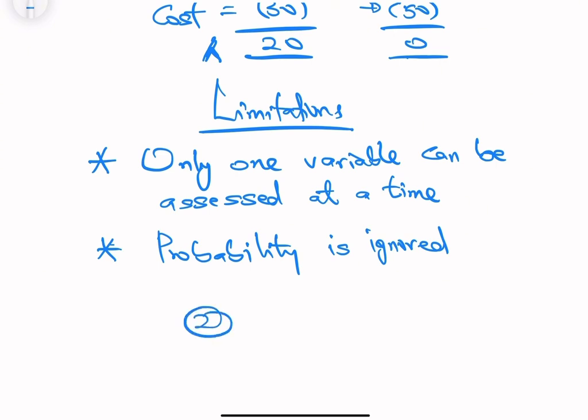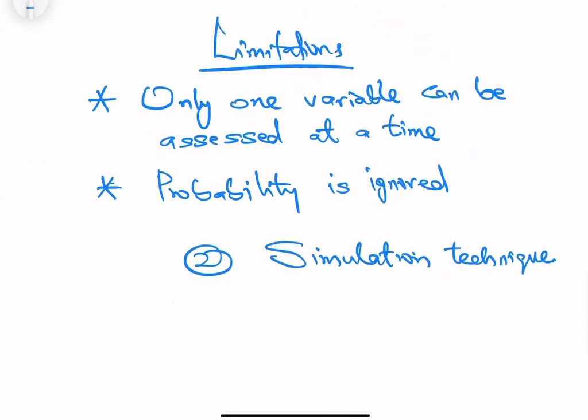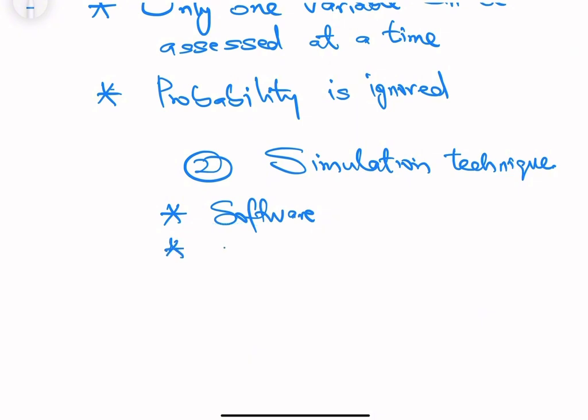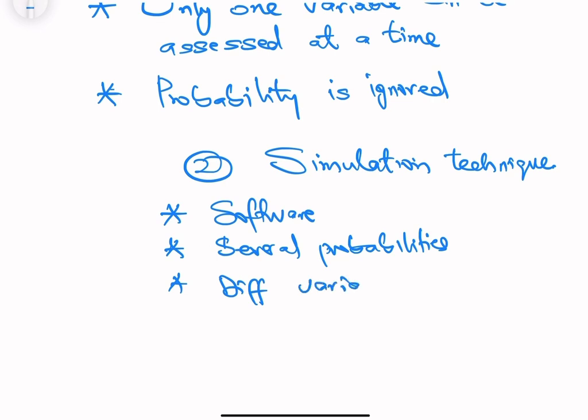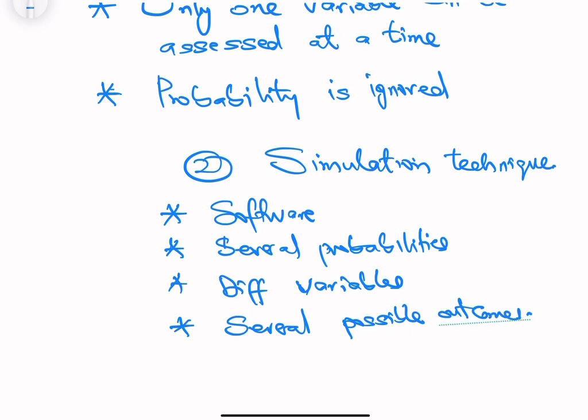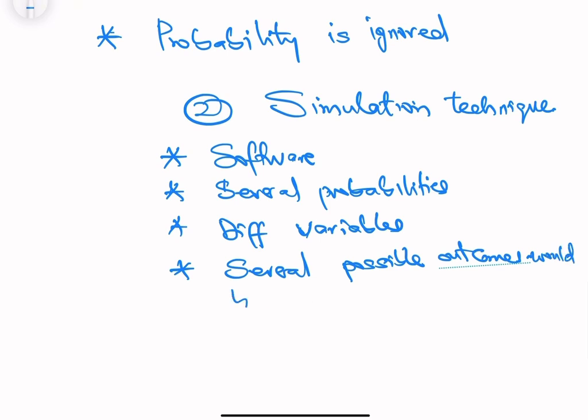The second risk method that we can talk about is the simulation method, the simulation technique. Simulation is the use of software. This is not done manually; it is done by computer software, a computer system. The computer software develops several probabilities for different variables. This one uses many variables. Based on the different variables, the computer will give you several possible outcomes. Several possible outcomes would be generated.